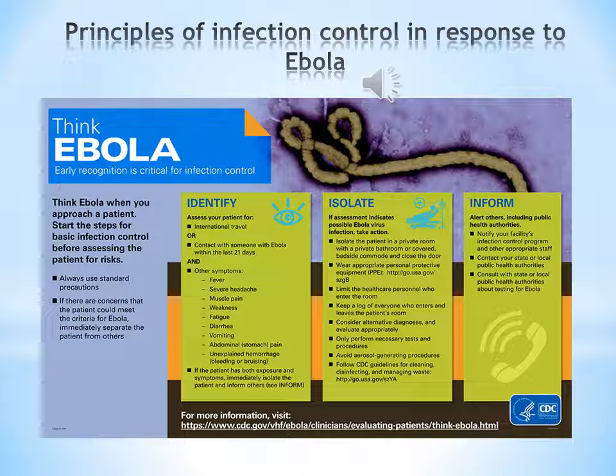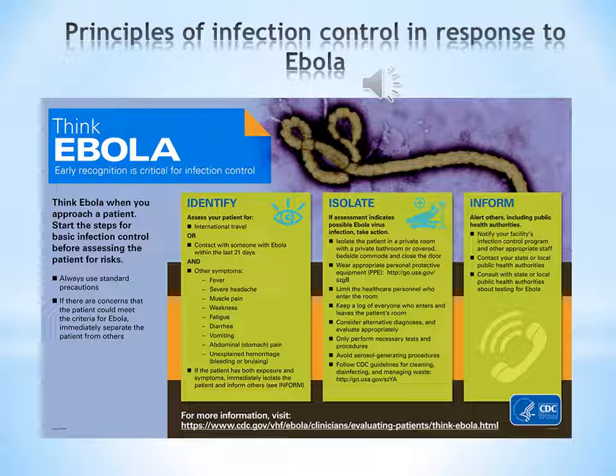This is a poster by the Center for Disease Control and Prevention applying the principles of infection control in response to Ebola. There are three major headings: identify, isolate, and inform. So identifying the risk factors and identifying the symptoms, the major symptoms are fever, muscle pain, weakness, fatigue, diarrhea, and vomiting, and also assessing if the patient has exposure to the disease. And if the assessment indicates possible Ebola virus infection, then the next step is to isolate.